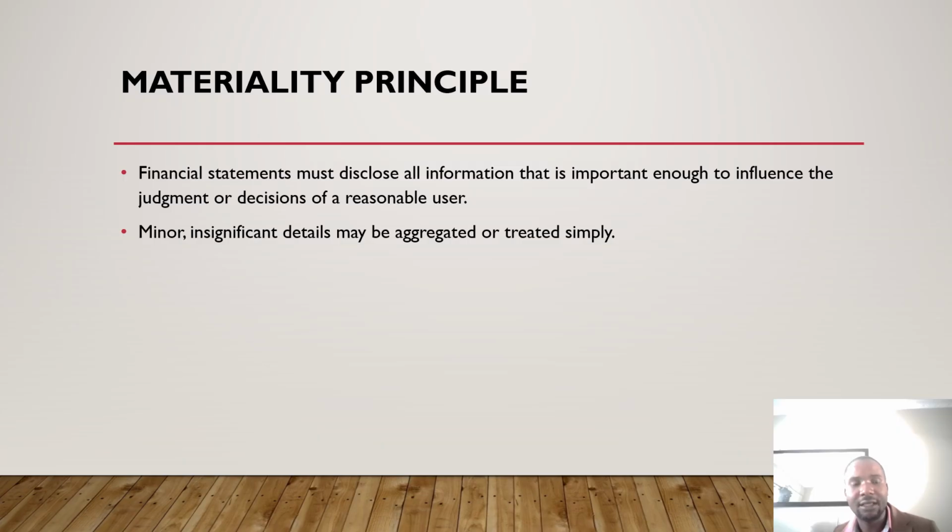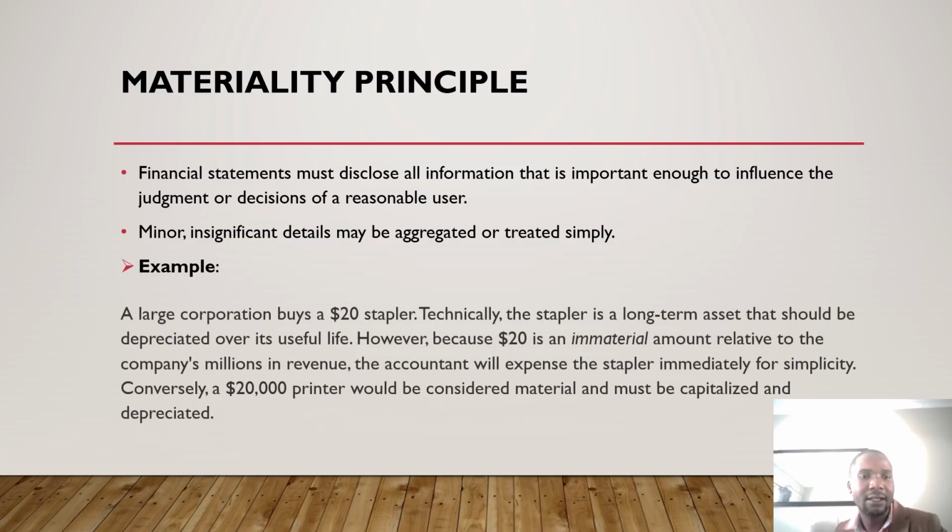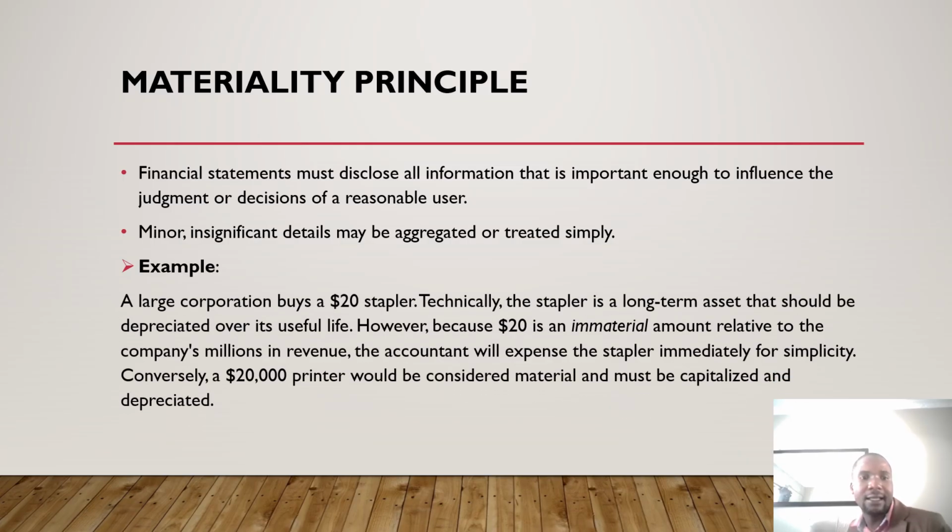If information is material, it simply means it is capable of changing or affecting the judgment of the user of that information. While it is immaterial if it doesn't change or affect the decisions of users. Let's demonstrate it by looking at this example. So let's say, for example, a large corporation buys a $20 stapler machine.